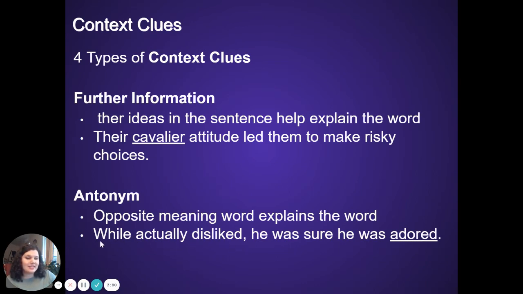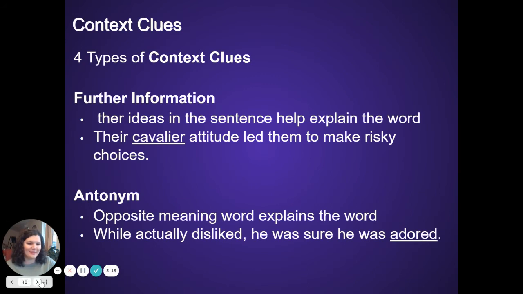And because of this sentence structure, while is a transition word that tells us that something different is happening. So the opposite of disliked is adored. What's the opposite of disliked? To be liked, to be loved. Everybody wants to be adored, whether or not you know what that word means, but now you do.